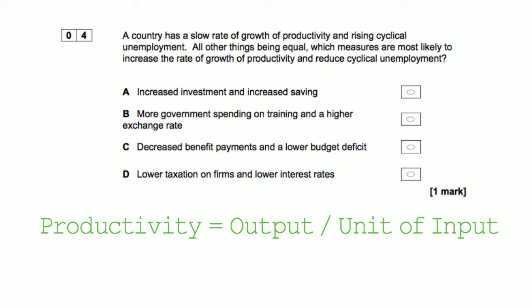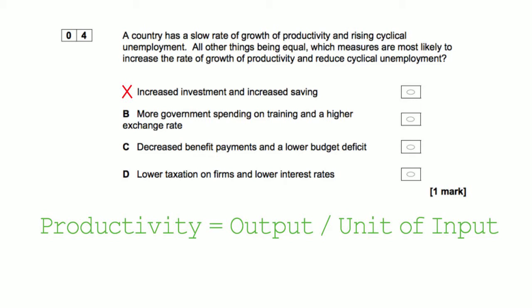If there was to be an increase in the investment rate, it would likely increase the rate of growth of productivity. If there was to be an increase in savings, it would mean that consumers would choose to save rather than consume, and this would cause consumption to decrease, and this would cause aggregate demand to shift inwards, and this would increase the amount of cyclical unemployment. Therefore, A is the wrong answer for this question.